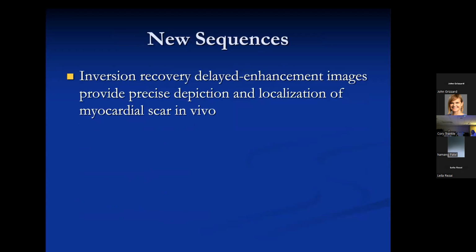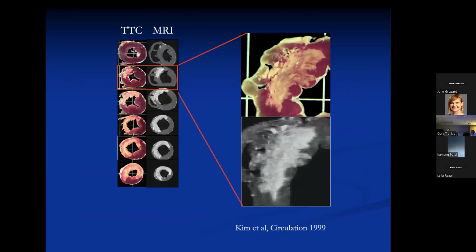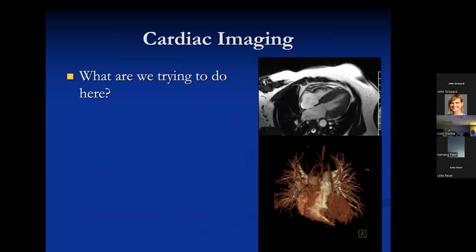More importantly, I think the development of the inversion recovery delayed enhancement sequence, or late gadolinium enhancement as some people call it, gives you a very precise depiction and localization of myocardial scar or cell death, either from infarction, like in this case, or in other cardiomyopathies, as we'll discuss.